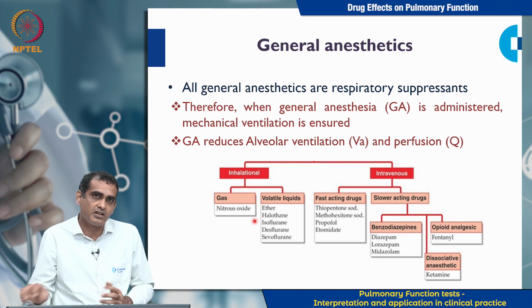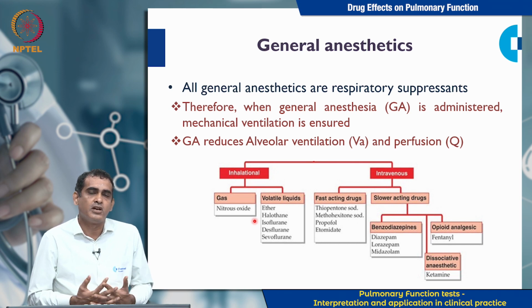And then we have ether, which is a volatile liquid. Again, for more than 200 years, we have been using ether to give general anesthesia, but we don't use ether very commonly because it is an irritant. We use halothane, isoflurane, sevoflurane, desflurane. We are using all these volatile liquids. We are administering them inhalationally, and then we do general anesthesia.